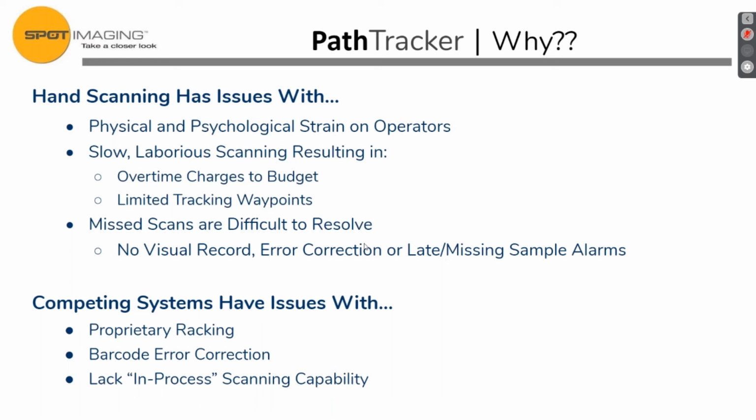So out there's actually competing systems. One is from Thermo, it's called the Arcos system. Basically, it has a downfall in it requires proprietary drawers and racking systems. Its barcode error correction has some issues with it and how easy it is to correct a barcode. And lastly, it lacks really an in-process type of scanning capability. It's designed for the final archiving and managing of the final archive. So it really doesn't deal with the issues that histology labs are having right now.